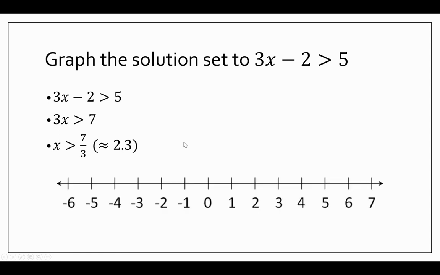So on our number line, we're going to put a dot at positive 2.3, and it's going to be an open circle. That open circle means that we're just using a greater than or less than symbol, not the equal to part. And we're going to draw our arrow. Since x is greater than 7/3, we're going to draw it to the right.